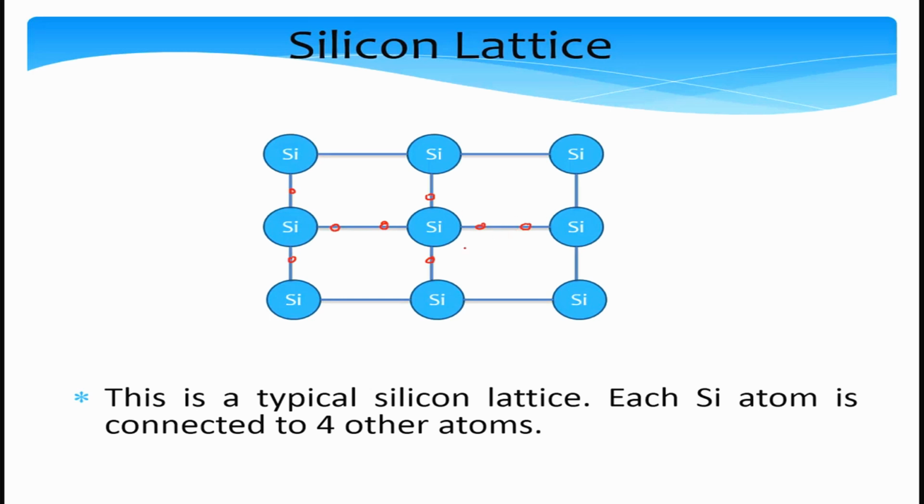This is a 2D view of what is otherwise a 3D lattice, but conceptually you can think that each silicon atom is connected to 4 other silicon atoms, and they form covalent bonds the way that is shown to ensure that they have a stable structure.